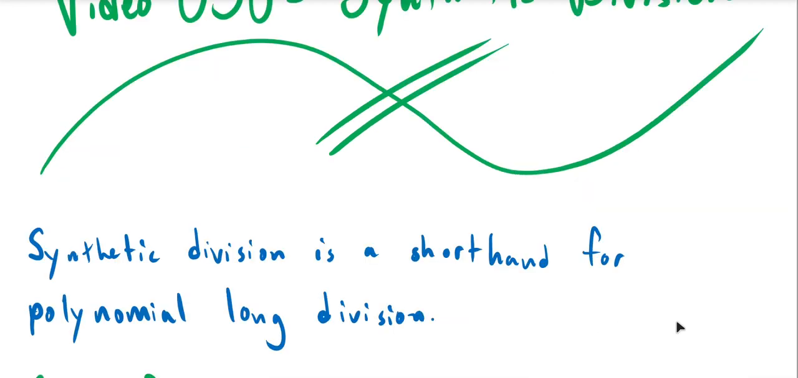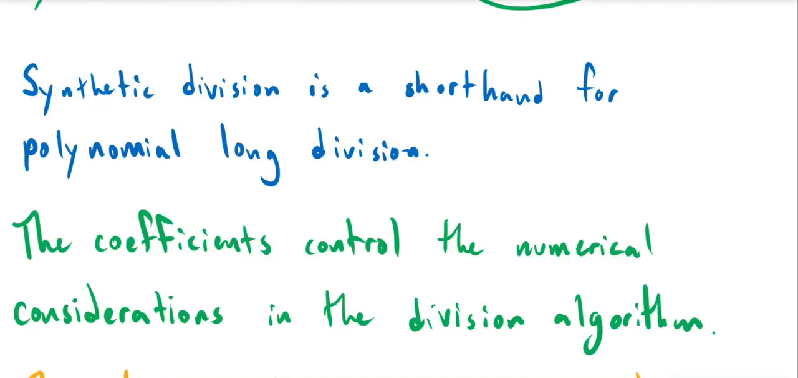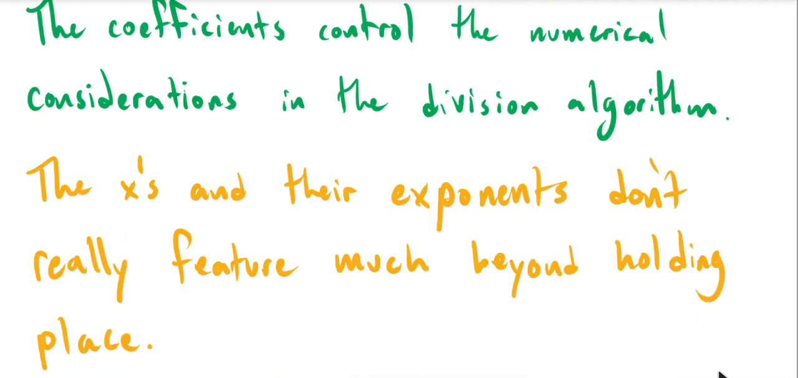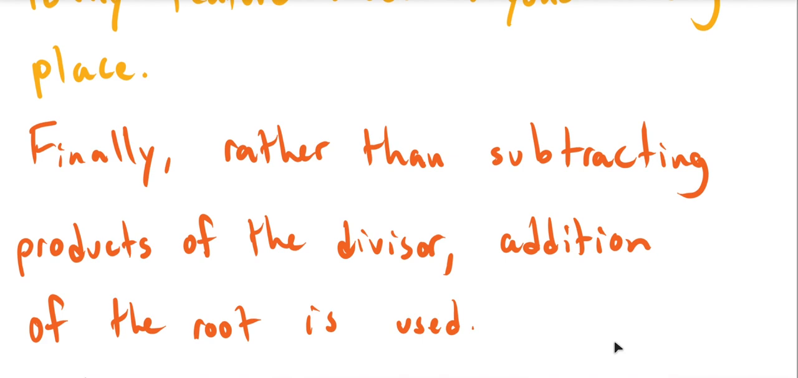So synthetic division is a kind of shorthand notation for polynomial long division. Coefficients in the polynomial control all of the numerical considerations in the division algorithm, except for the exponents, of course, but they really just tell us what place we are looking at in the polynomial at a certain point in the algorithm. And rather than looking at the subtraction of term by term, we're going to look at the addition of the root instead. This will be sort of like adding a negative rather than subtracting.